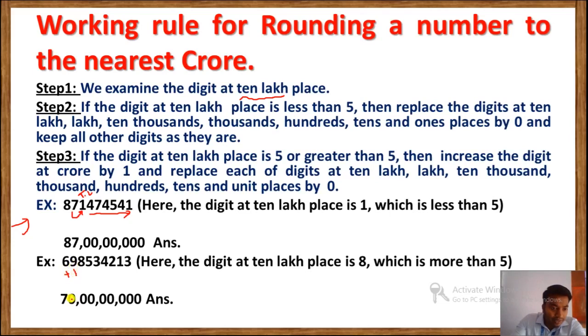9 plus 1 is 10. We'll take 0 here and 1 will be carried to this 6. Now 6 plus 1 is 7. And this side we have to give 0. As you can see, this will come here and this one here, this one here. Understood? So this is how we have to round up.